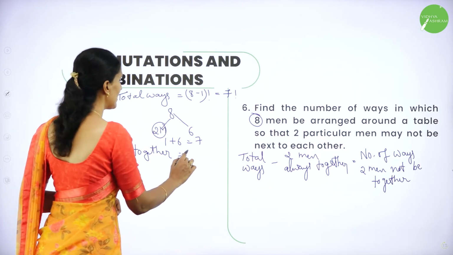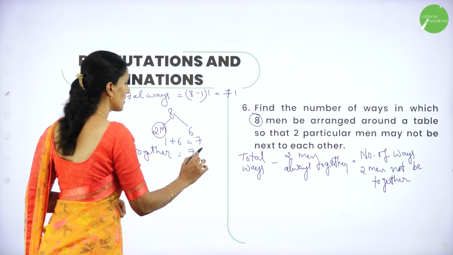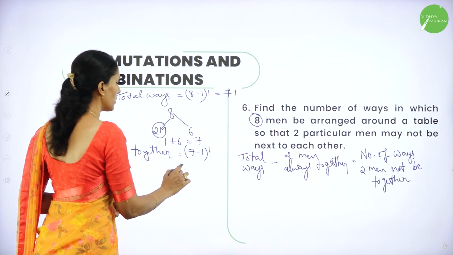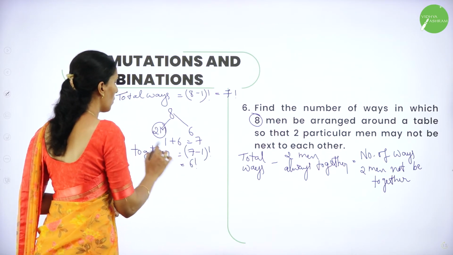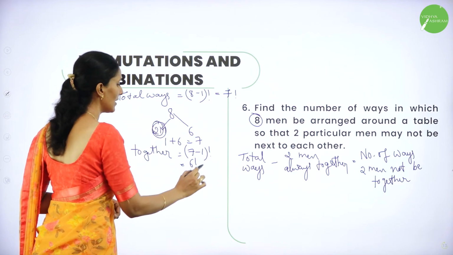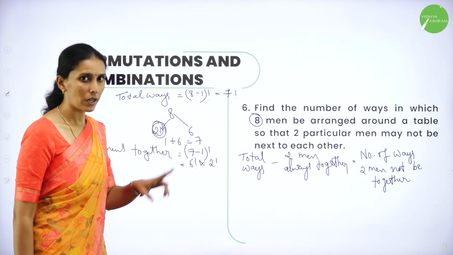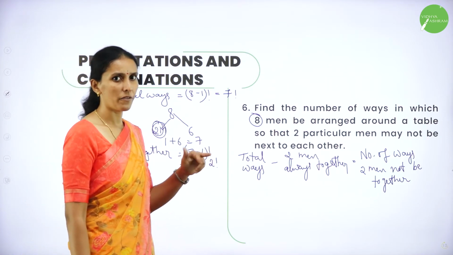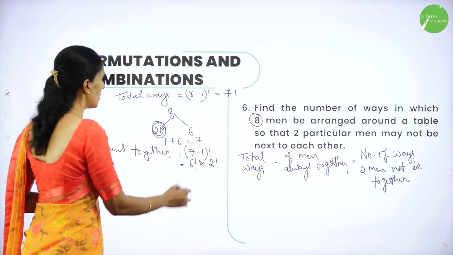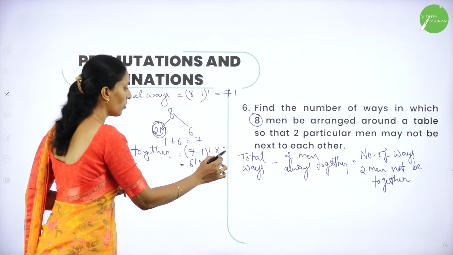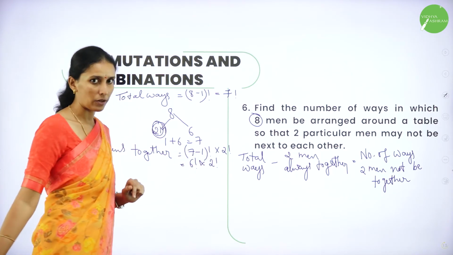It is 7 minus 1 factorial, which is 6 factorial. What is the arrangement of these 2 persons? Into 2 factorial. Why into 2 factorial? Because they can be seated in the form of AB or BA. So the total arrangement will be n minus 1 and the arrangement of 2 persons will be 2 factorial.